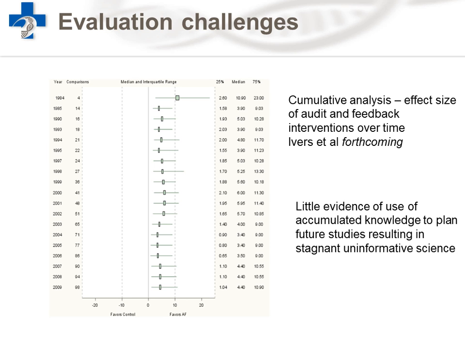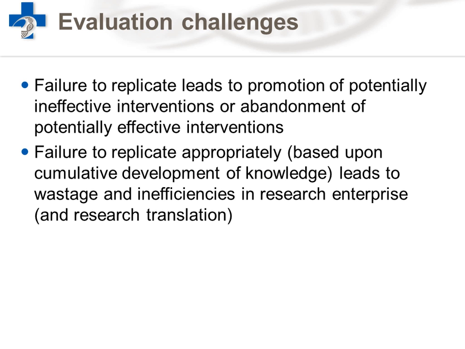This is a real problem. The cost of 31 of these trials is not insubstantial. They probably weren't planned well. They didn't use good knowledge about how to optimize audience feedback, and they're done. And you put them in a systematic review, and they make no difference whatsoever. So failure to replicate leads to promotion of potentially ineffective interventions or abandonment of potentially effective interventions. And it also leads to wastage and inefficiencies in the research enterprise.